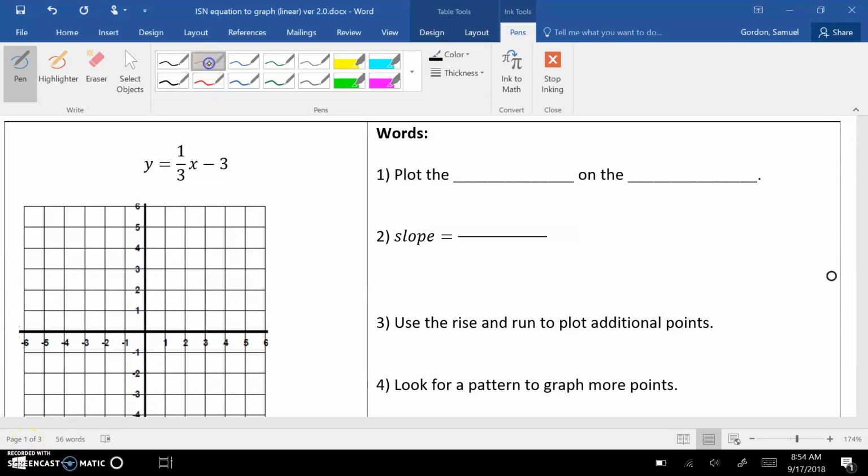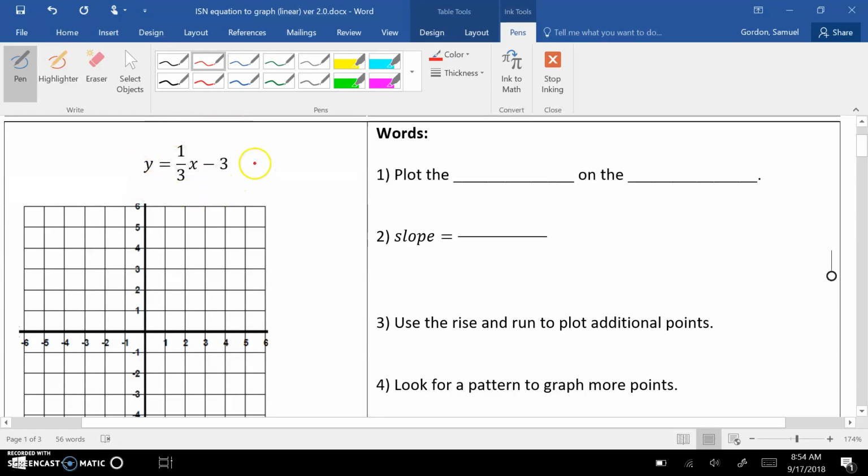These are notes on how to graph a line for a linear equation that's already in slope-intercept form. So the first thing is we want to make sure we label that, hey, that's my slope, and that -3, that's my y-intercept. So we're going to plot the y-intercept on the y-axis.